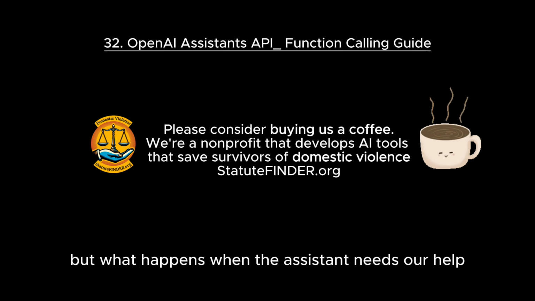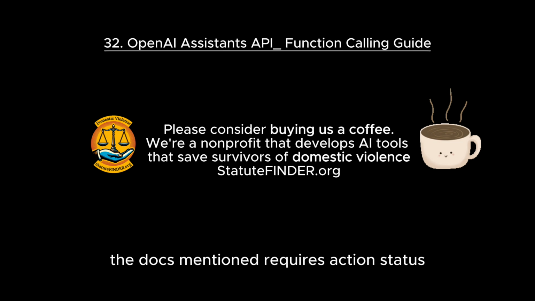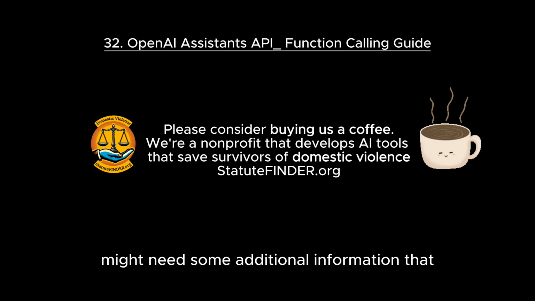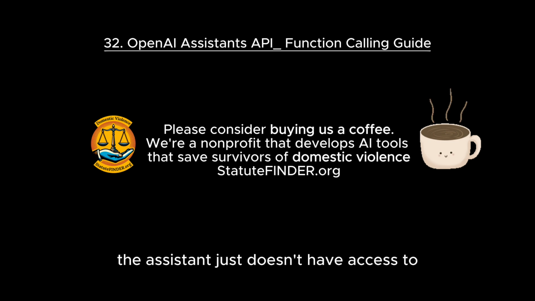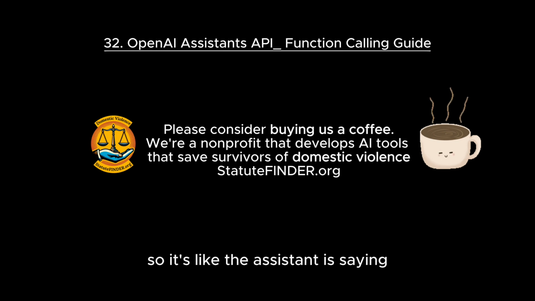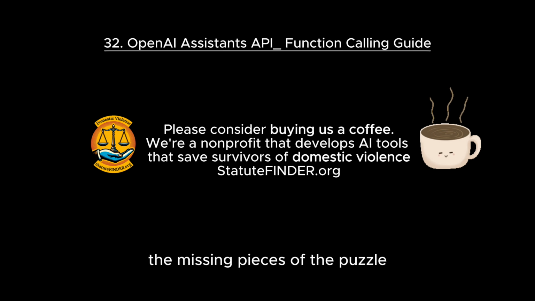But what happens when the assistant needs our help to complete a task? The docs mentioned requires action status. Can you shed some light on that? Absolutely. So sometimes a function might need some additional information that the assistant just doesn't have access to. Maybe it needs you to clarify something or provide some missing data. And when that happens, the run enters what we call requires action state. So it's like the assistant is saying, hey, I need your help to finish this. Exactly. And it's up to us to provide the missing pieces of the puzzle.